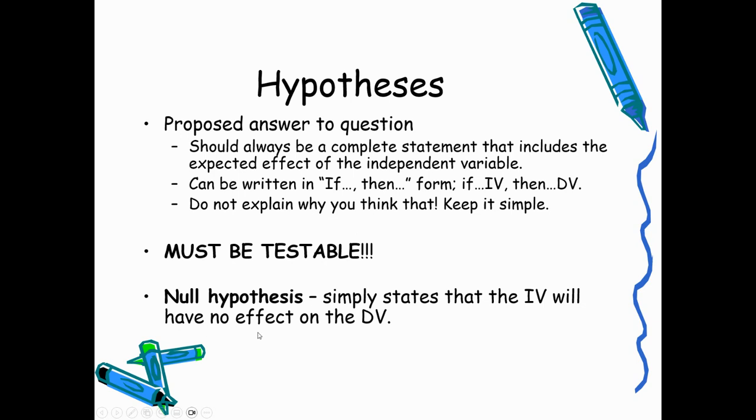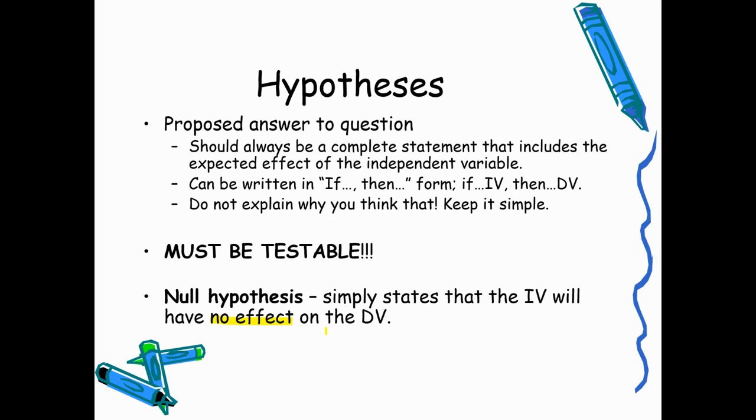Now, something else you're going to encounter, and we won't see this again for a while, but a null hypothesis. Normally when you're doing a test, you're trying to see how the independent variable affects the dependent variable. In this case, when you're doing a null hypothesis, it simply says there is no effect. Okay, there is no relationship. So the brand of deodorant will have no effect on perspiration. The salt concentration will have no effect on the plant growth.